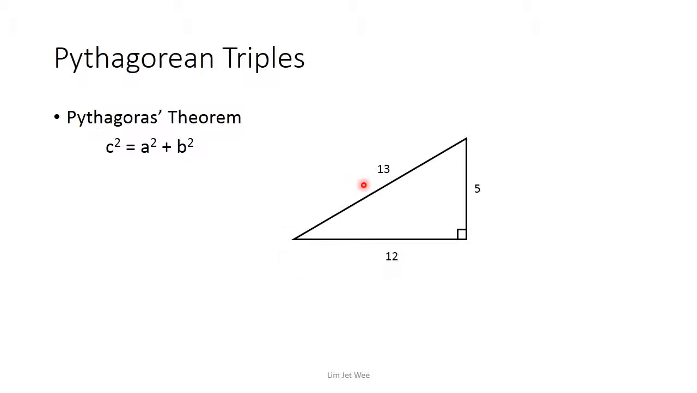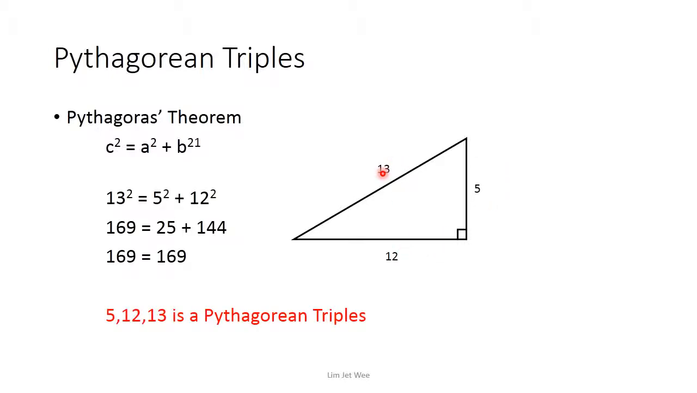And we do another triangle, but this time with different numbers: 5, 12 and 13. If we fit this 5, 12 and 13 into the Pythagoras theorem, we will still see that it proves to be correct: 13 squared you get 169, then 5 squared you get 25, 12 squared you get 144, and you will still get 169. So 5, 12 and 13 is also a Pythagorean triple.